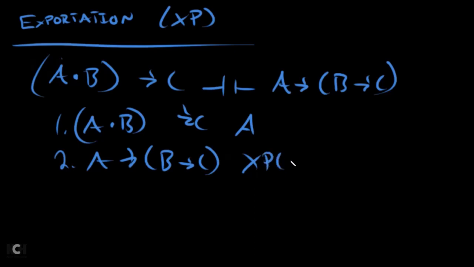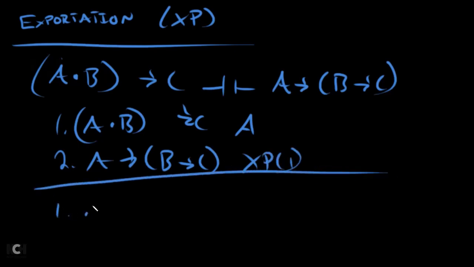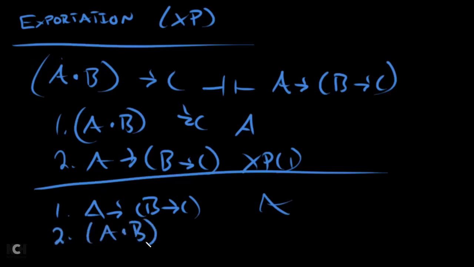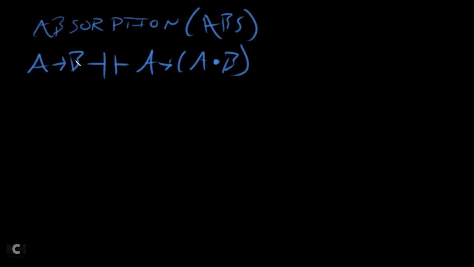Exportation, on line 1. And you can also do the vice versa. So if you started out with A arrow, B arrow C as an assumption, you can say, yep, that's the same thing as saying A and B, arrow C, exportation on line 1. It works in both directions, saves you several steps. Let's take a look at absorption.